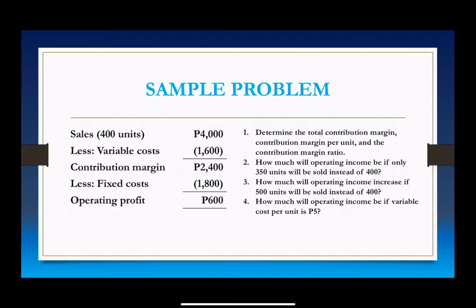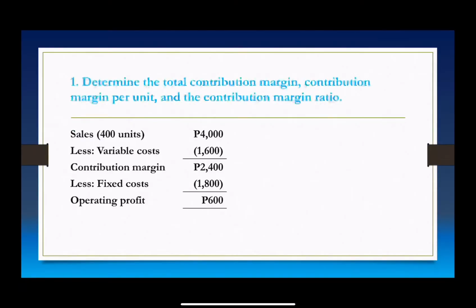To illustrate, let's answer the following problem. We are given the following projected income statement for the year, and the 4 questions will be answered one by one. For the first question, determine the total contribution margin, the contribution margin per unit, and the contribution margin ratio.